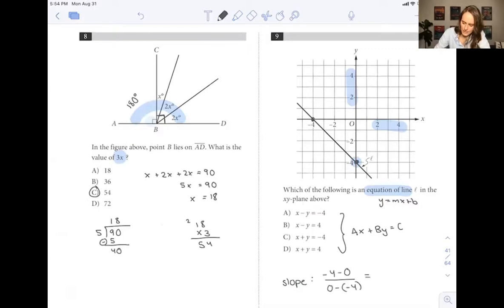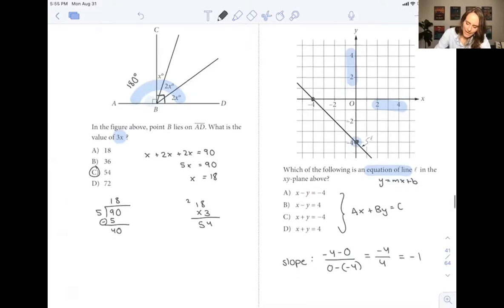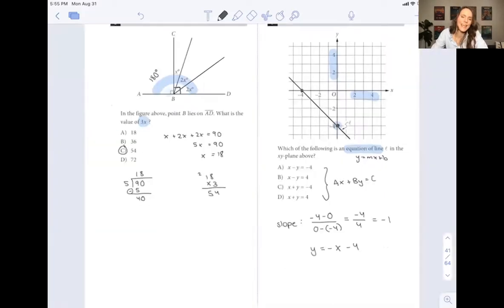And that gives me -4 over +4, which is -1. So I have y equals -x minus 4 as the y equals mx plus b, my equation for this line. To get it to look like standard form, which is all of my answer choices, I just need to add x to both sides, and I get x plus y equals -4, and that is answer choice C.